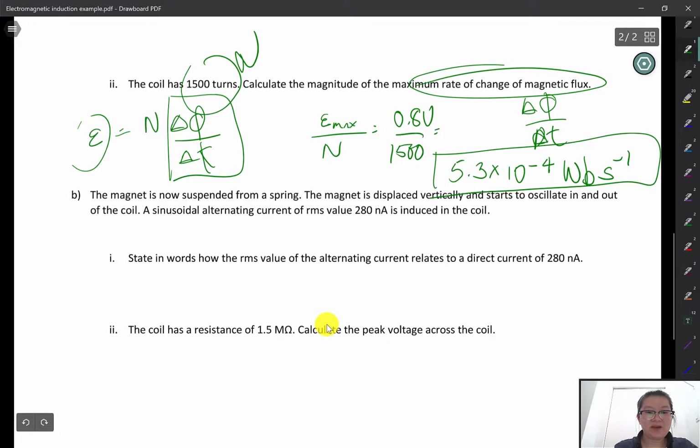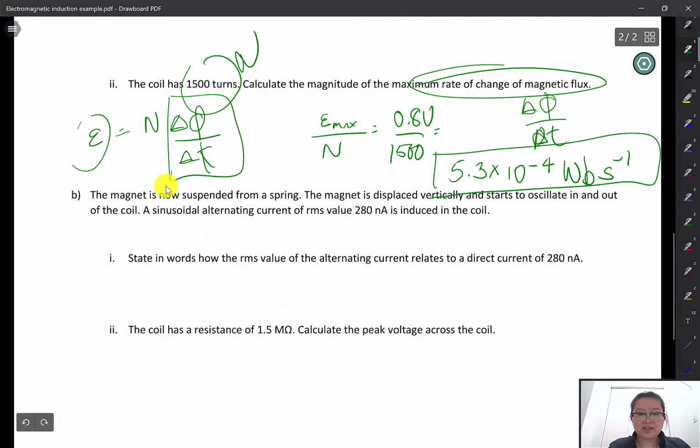Okay, next up, the magnet now is suspended from a spring. Oof. The magnet is displaced vertically and starts to oscillate in and out of the coil. A sinusoidal alternating current of RMS value 280 nanoamps is induced in the coil. State in words how the RMS value of the alternating current relates to a direct current of 280 nanoamps.